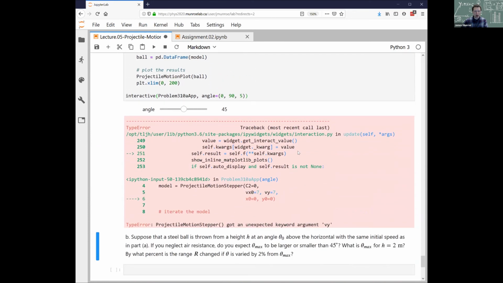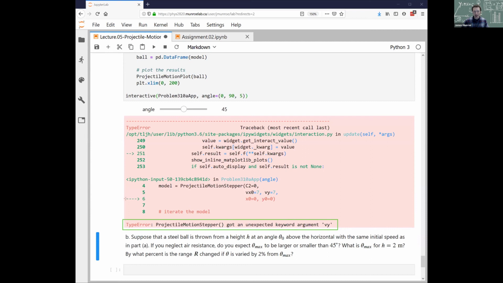Okay, got a bit of an error. Projectile motion stepper got an unexpected keyword argument. So this is an example of a type error. It's not a name error, it's a type error. Getting errors is common, and you need to learn how to debug these things. What it's telling me is, I used the keyword argument vy in a function, and it didn't know what that was. Where did the error occur?